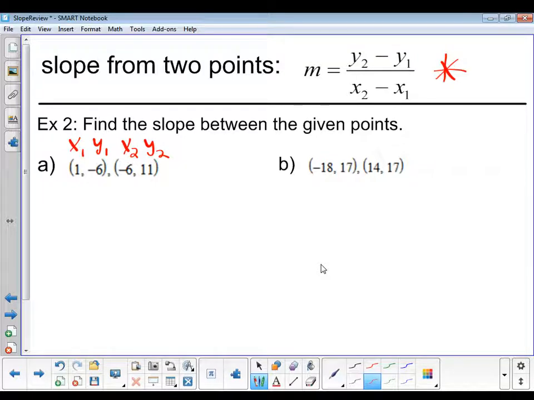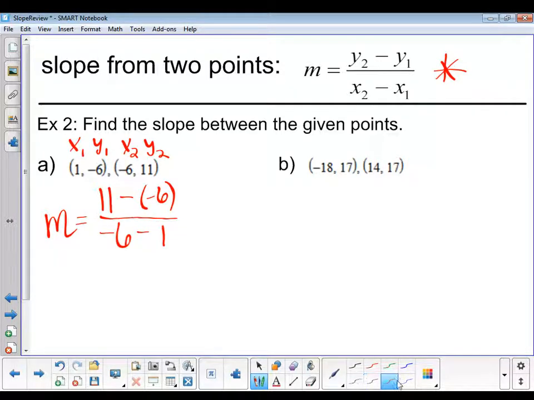So using the way that I set these up, my slope is going to equal my y2, which in this case is an 11. Then I'm going to put down a subtract because there is a subtract in the equation for slope. And then I'm going to list my y1, which is a negative 6. And we will do something with the minus the negative here in a moment. On the bottom, I'm going to start off with the x2, which is a negative 6. And then I'm going to be subtracting my x1, which in this case is a positive 1. So this is our setup, and now all we have to do is simplify.